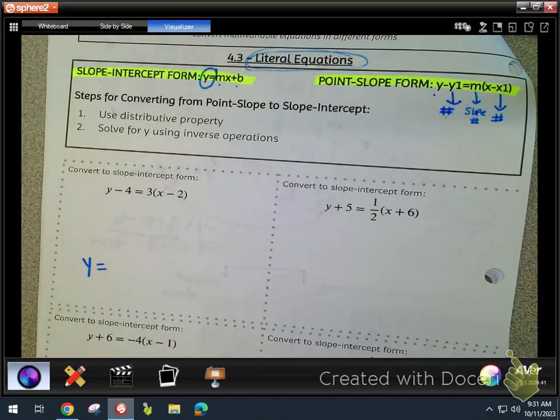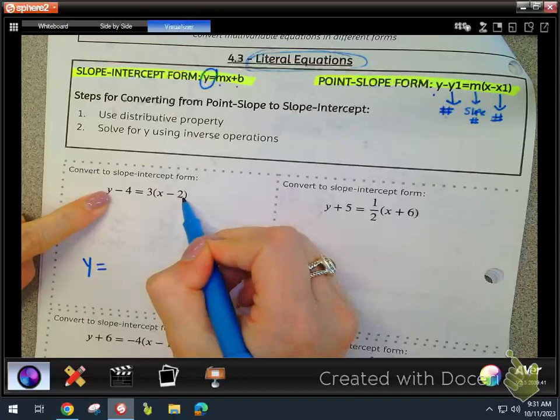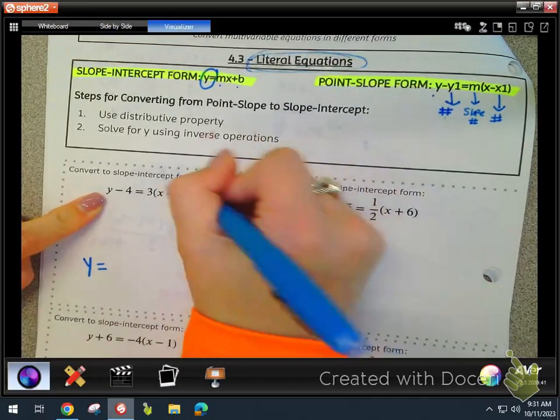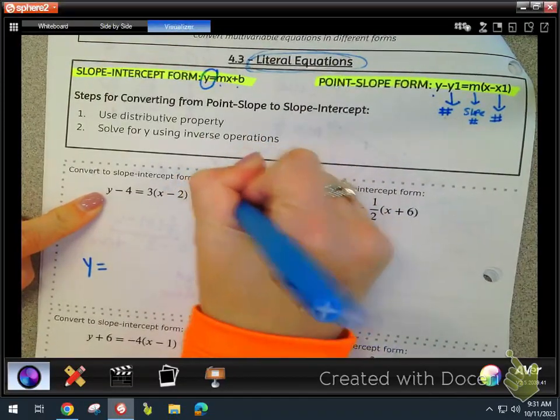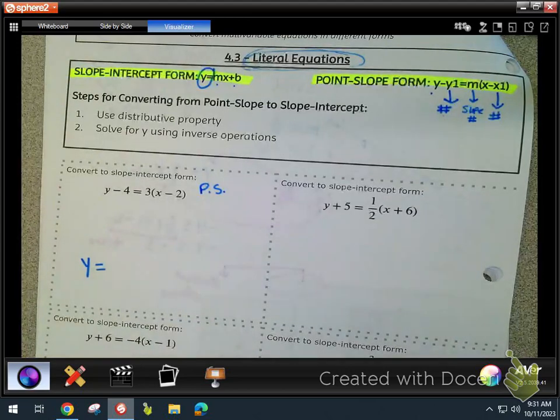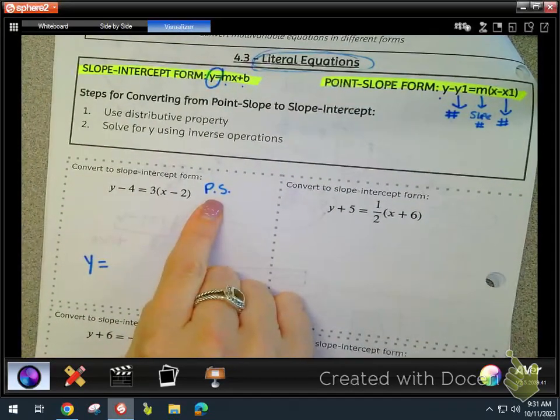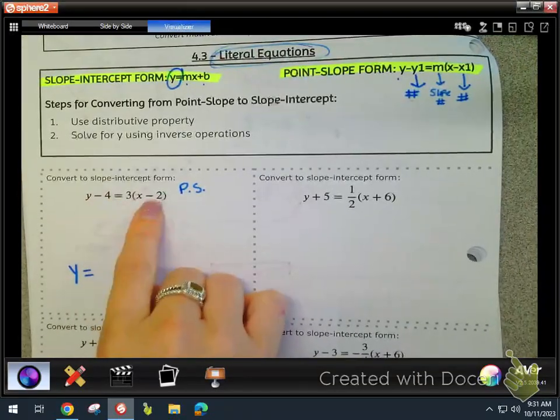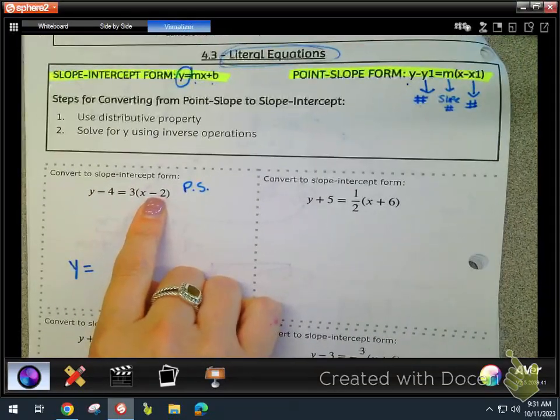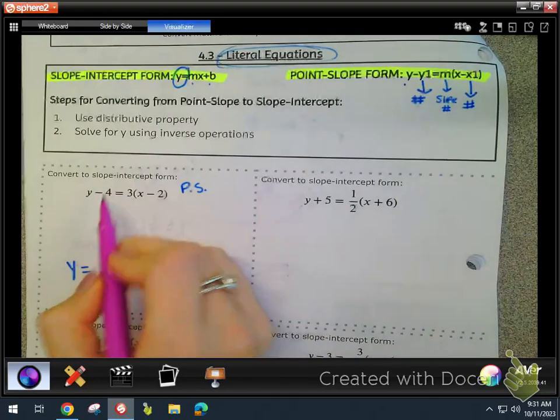That's the end goal. We did not start in y equals, okay? This slope, I'm going to put PS. That is point slope form. I can recognize it because it's y minus a number. There's some parentheses on this side, but this is my point slope form, okay? Do y'all see how this is not slope intercept form right now? All right, we're going to do some magic and turn it into slope intercept form.